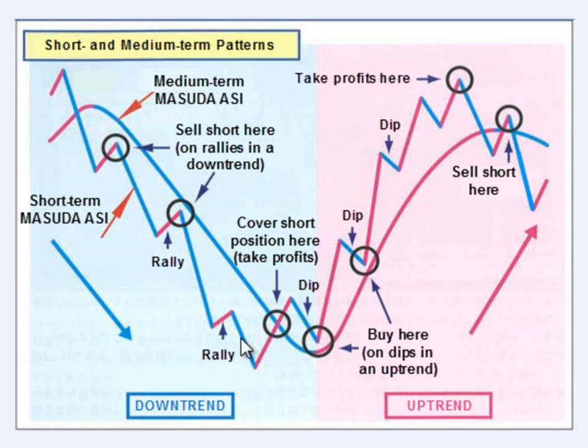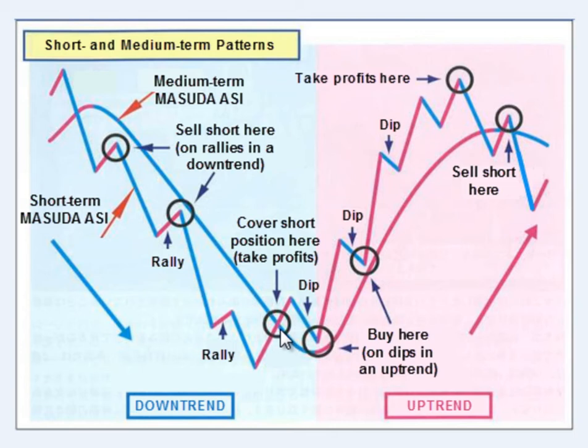Now, often when it approaches the bottom, the short-term Masuda Ashi line will break above or break through the medium-term line. And you can see marked here by this circle. This is called a golden cross.